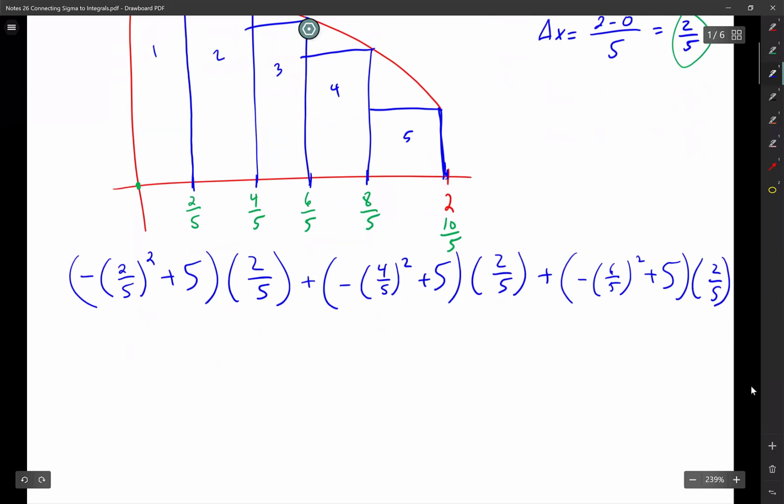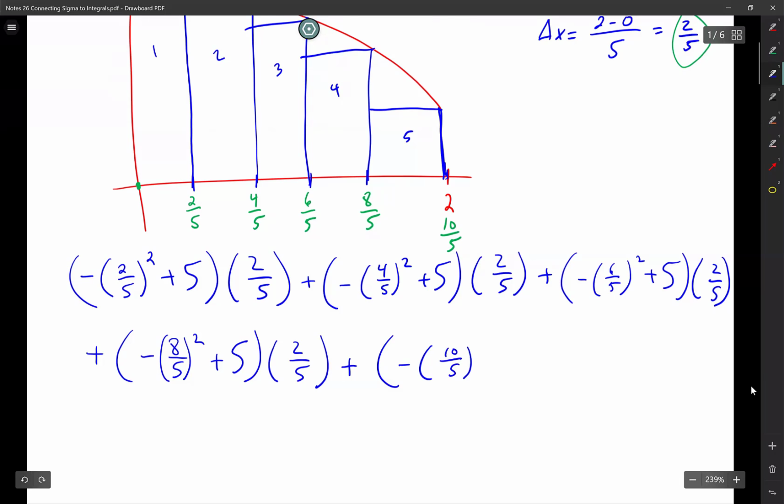Whoever is fast enough, someone do that in your calculator and tell me what all that mumbo jumbo is. There's a whole bunch of stuff.